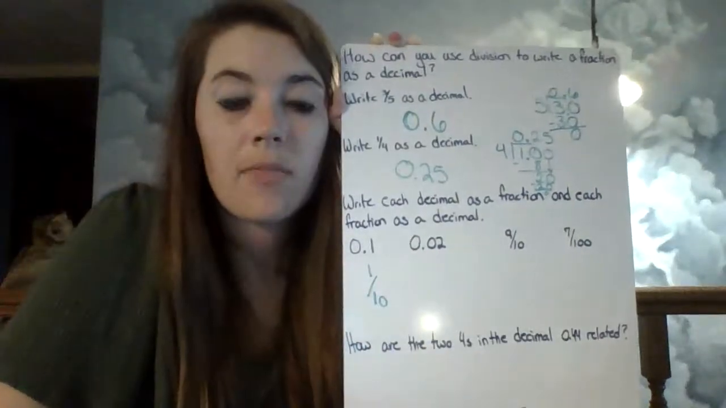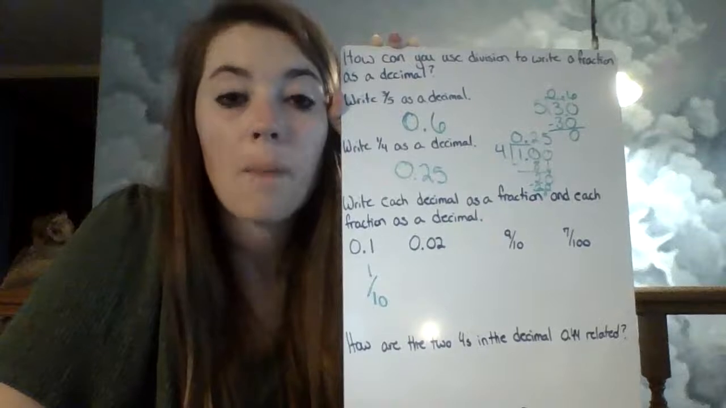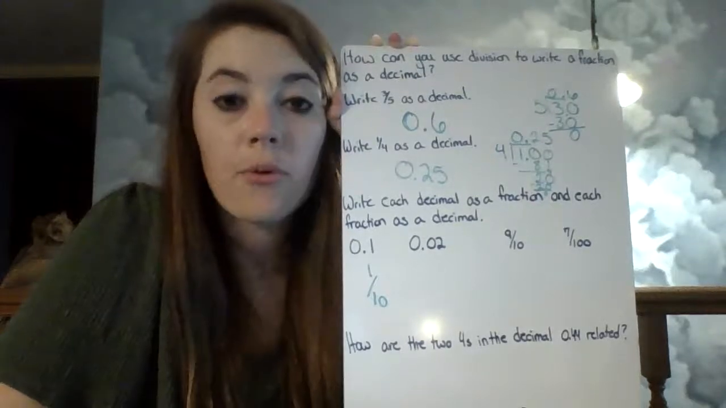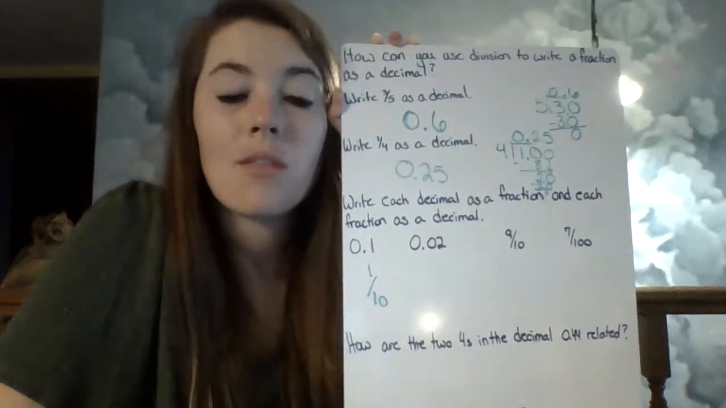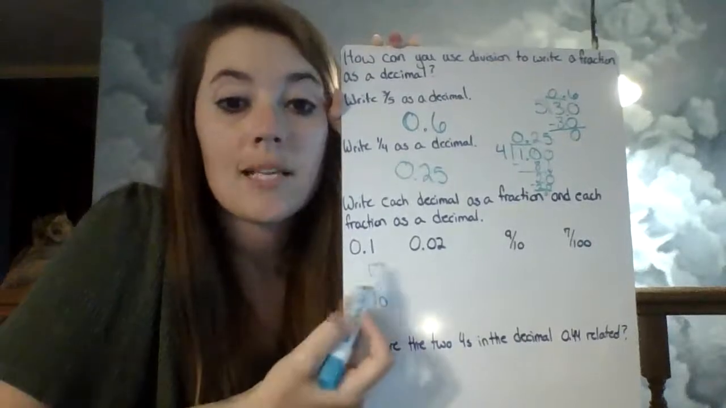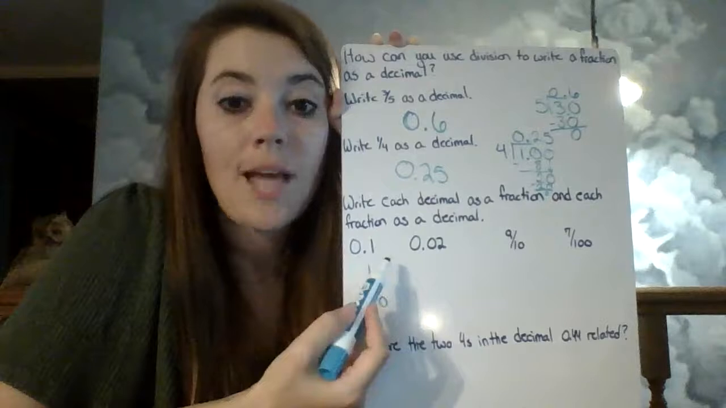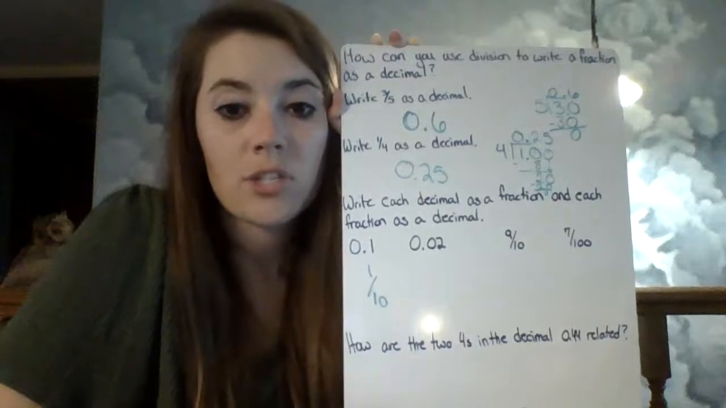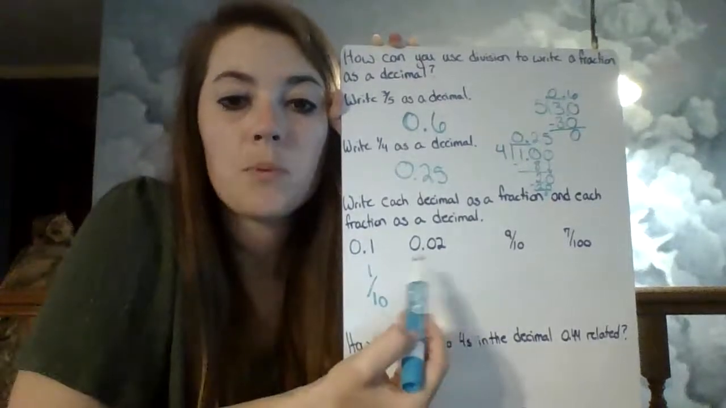Sometimes saying the decimal aloud using proper math language is the best way to figure out what the fraction should be. If we say it, it's 1/10, so that gives us our fraction. What about this number here?